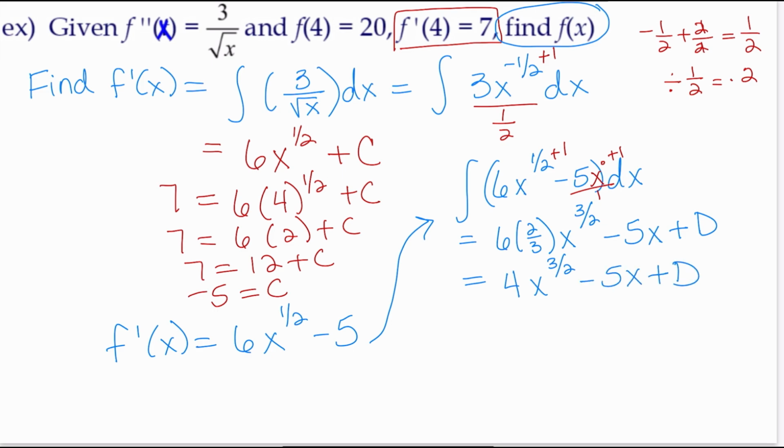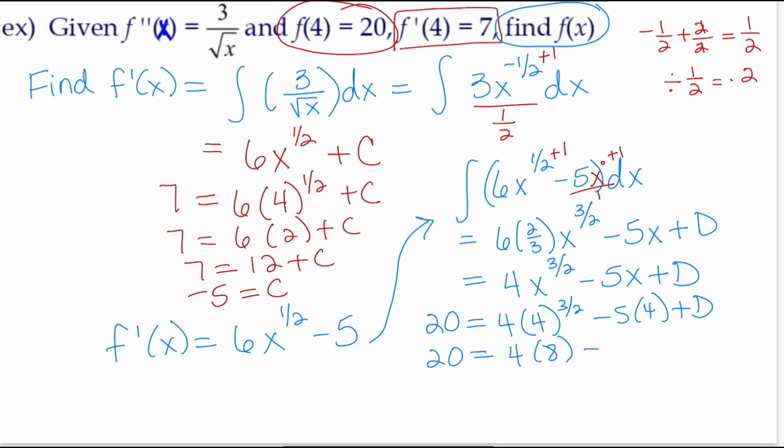They do give me more information in the problem. F of 4 is equal to 20. So I'm going to go ahead and substitute 4 for x, and I'm going to make this equation equal to 20. So 20 equals 4 times 4 to the 3/2 power minus 5 times 4 plus d, because my job is to solve for d. 4 to the 3/2 power means the square root of 4, which is 2, to the 3rd power, which is 8. Okay, so this means 20 is equal to 4 times 8 minus 20 plus d.